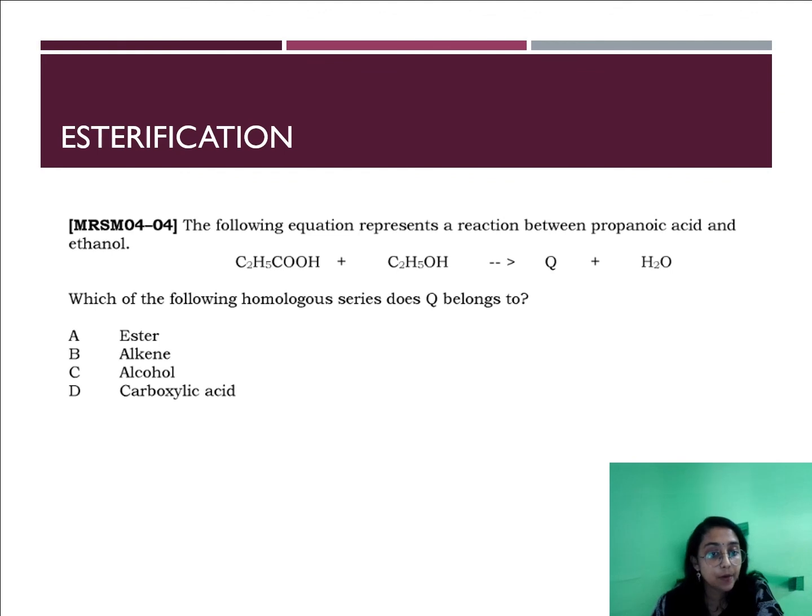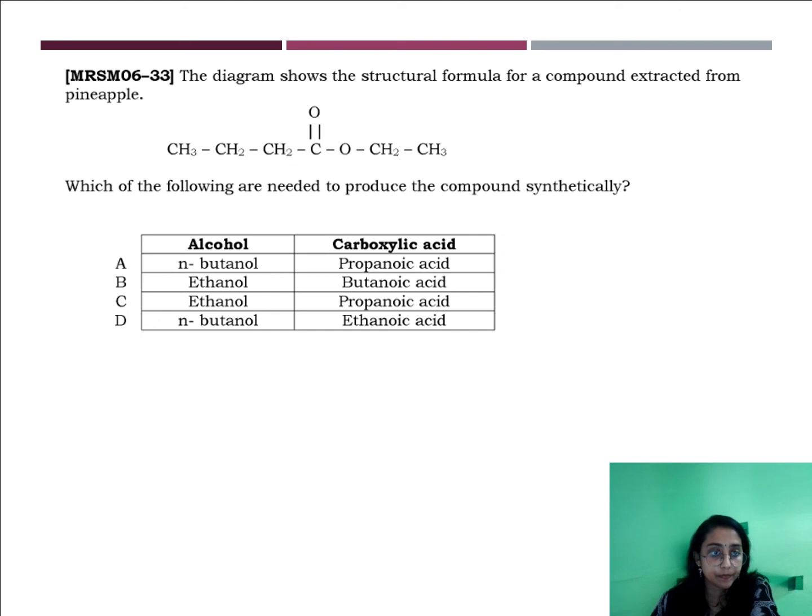Okay, now let's look at this question. Are you able to determine the homologous series? Just now I told you already, right? Homologous series means they want the name of the compound family. Look at this: COOH, carboxylic acid, OH, alcohol. So carboxylic acid reacts with alcohol, it's going to be an ester. Now, which of the following are needed to produce the following compound?